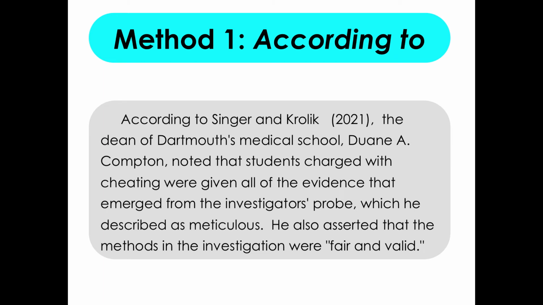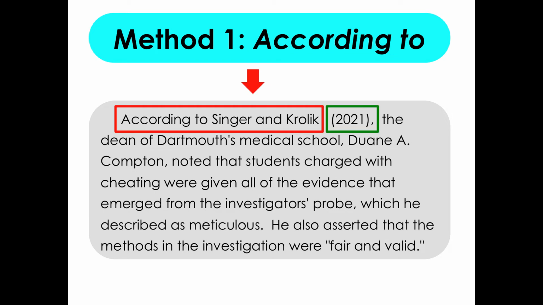Perhaps the simplest way to write an in-text citation is to use the phrase according to plus the author's name. The year in parentheses comes next, followed by a comma. Then you can continue the text with the information from that source.